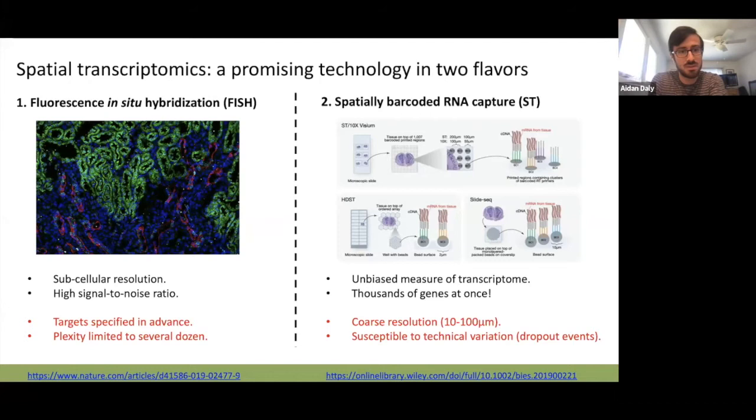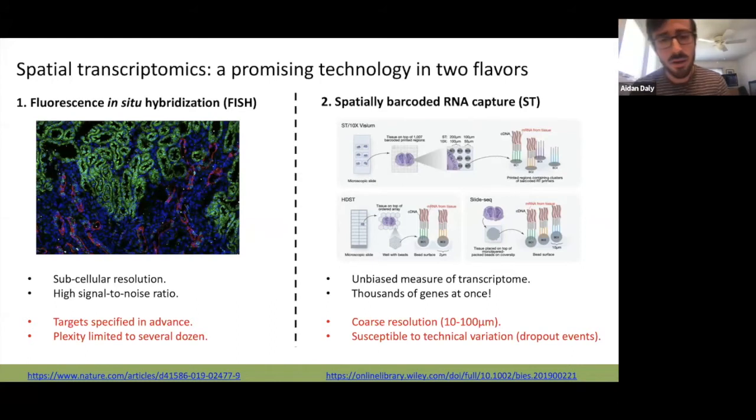The problem with this, though, is that you have to know your targets in advance, and the plexity, the number of targets you can look at any one time, is limited to several dozen, for reasons of overlapping emission spectra that limit how many fluorophores you can use at a single time. You have to keep washing and re-imaging, and tissue will degrade over very long image acquisition periods.